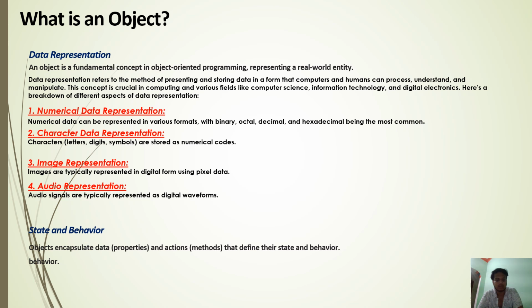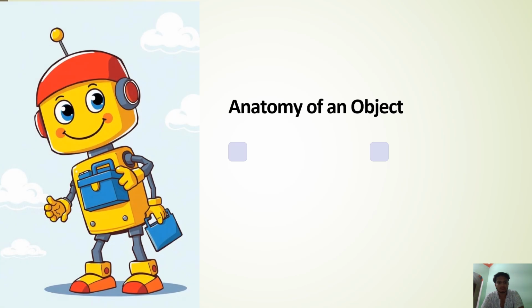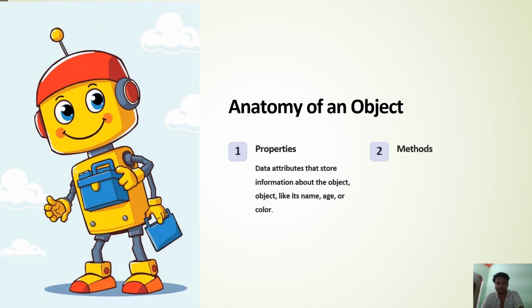State and behavior. Objects encapsulate data, properties, and actions, methods, that define their state and behavior. Anatomy of an object. Properties: data attributes that store information about the object, like name, age or color. Methods: functions or procedures that define the object's actions or behaviors.